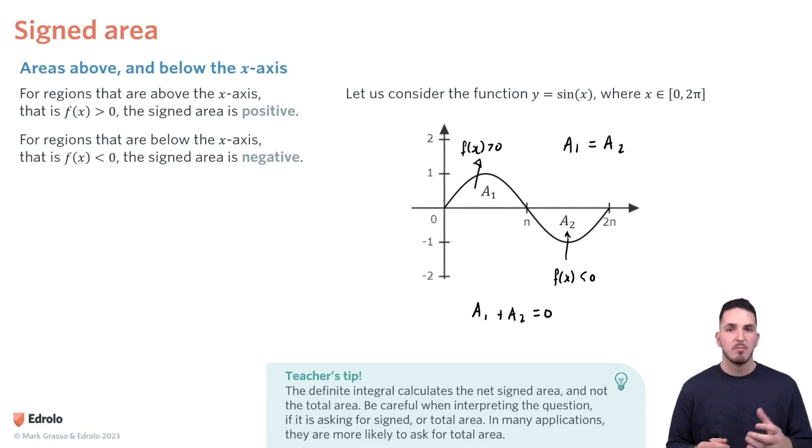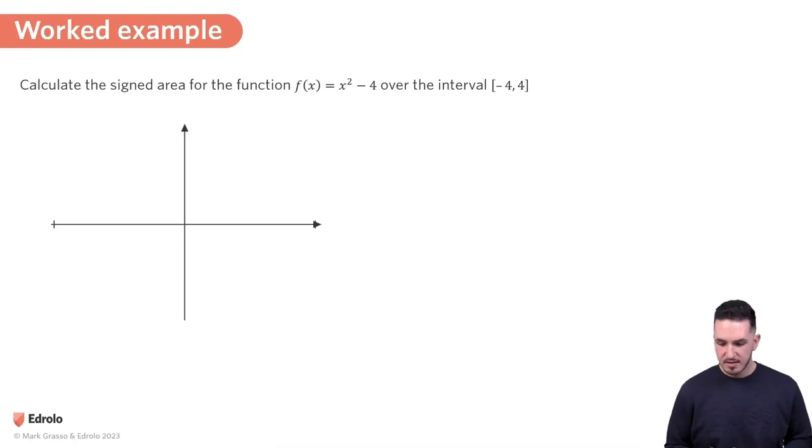But first we'll look at more applications and more examples of signed area. So calculate the signed area for the function f of x equals x squared minus 4 over the interval negative 4 to 4. So the first thing we're going to do is sketch this graph. So f of x equals x squared minus 4, we know this is a parabola that's being translated down by 4 units. We also have x-intercepts and endpoints.